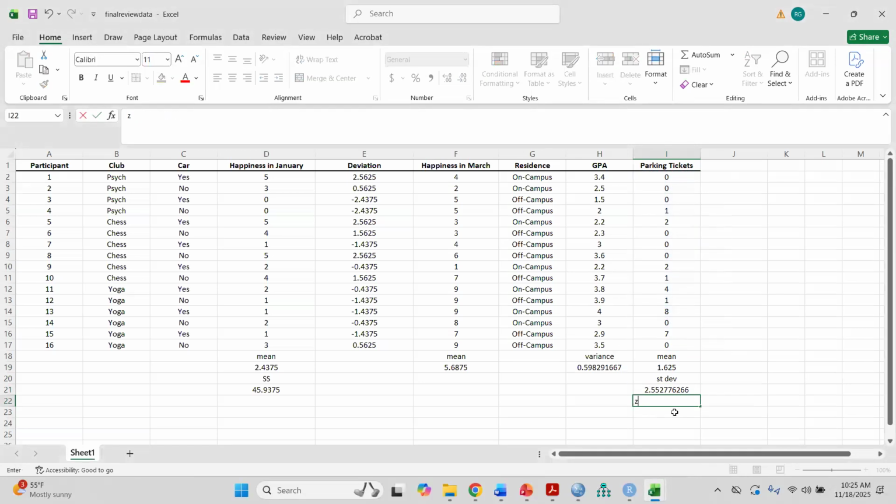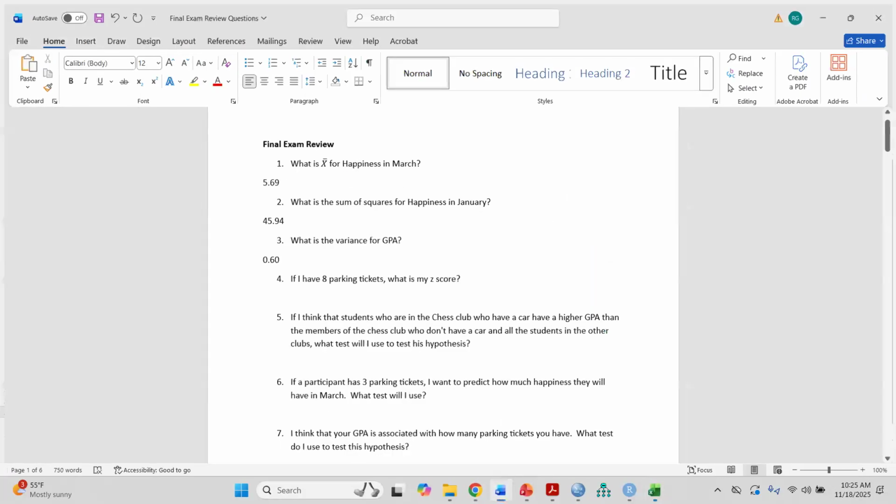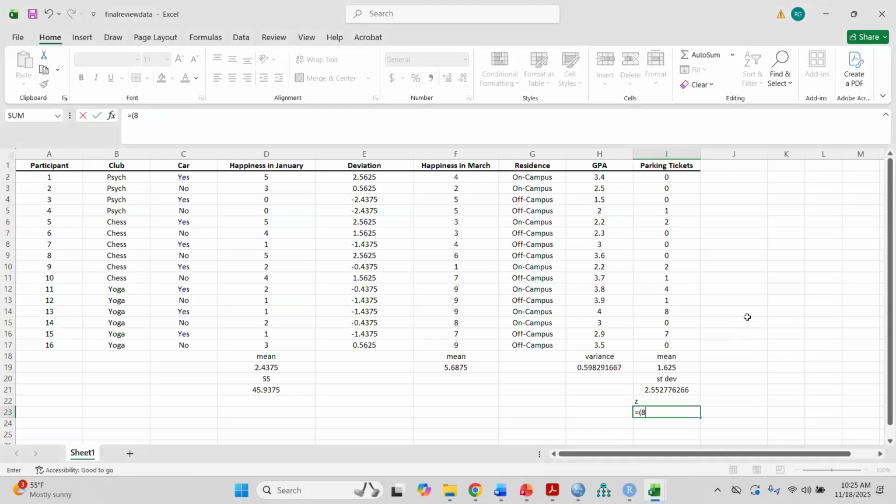And now to find the z-score, all you do is take the original number, which in the prompt was 8. So if I have the raw score of 8, then you subtract the sample mean, close those parentheses off, divided by sample standard deviation for that variable, and you get a z-score of 2.50. Now, what does that mean?